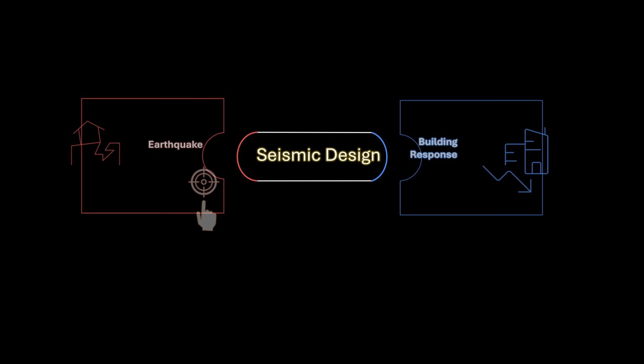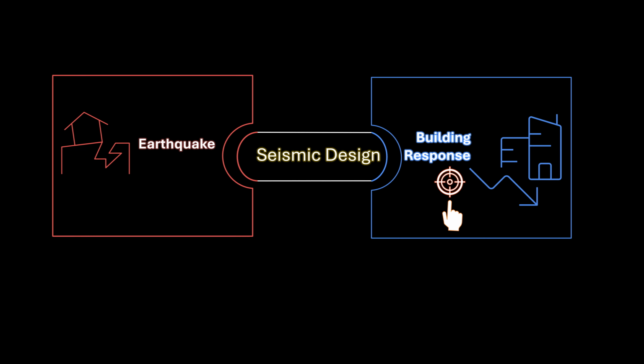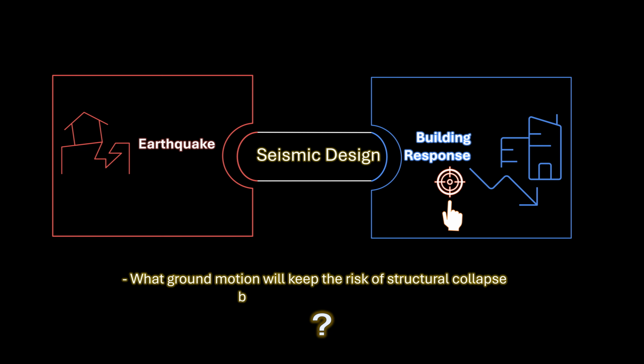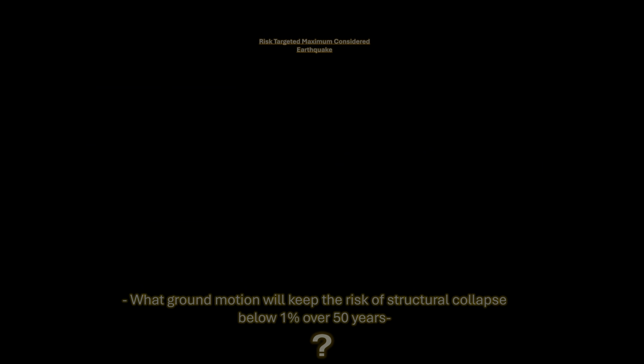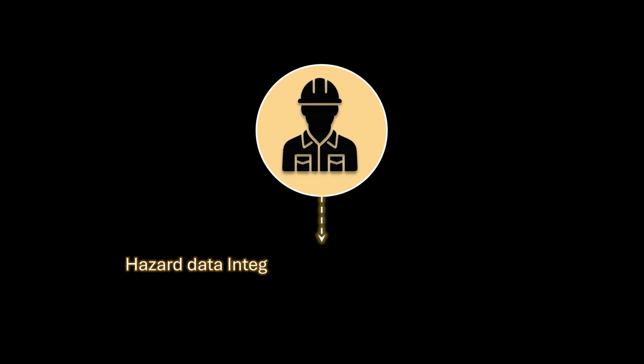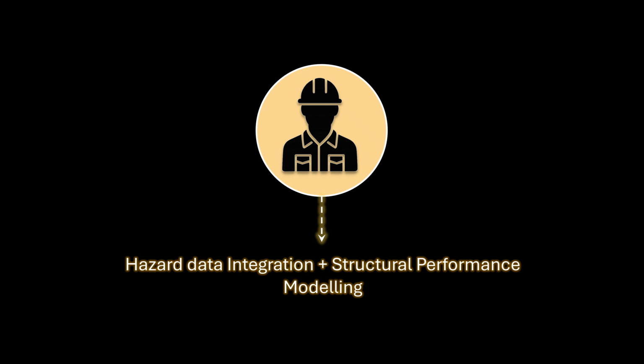The most recent evolution in seismic design shifts the focus from the earthquake to the building's response. In this risk-targeted design approach, the question may be framed as follows: what ground motion will keep the risk of structural collapse below 1% over 50 years? This is the basis of today's risk-targeted maximum considered earthquake. Rather than just considering how often a big quake might strike, engineers now integrate hazard data with structural performance modeling to achieve a uniform level of safety nationwide.